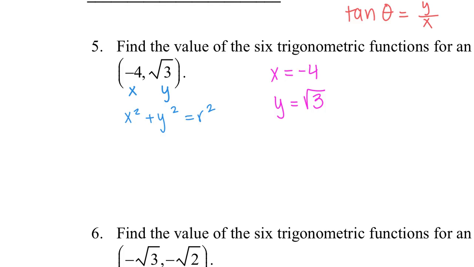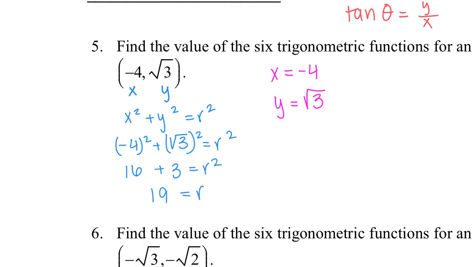Okay, so plugging in and solving, I'm going to have -4 squared plus the square root of 3 squared equals r squared. I'm going to get 16 plus 3 equals r squared. And that adds to 19 equals r squared. And getting rid of that squared means I'm going to square root. So r is going to be the square root of 19. And now I can just go ahead and find all 6 trig functions.